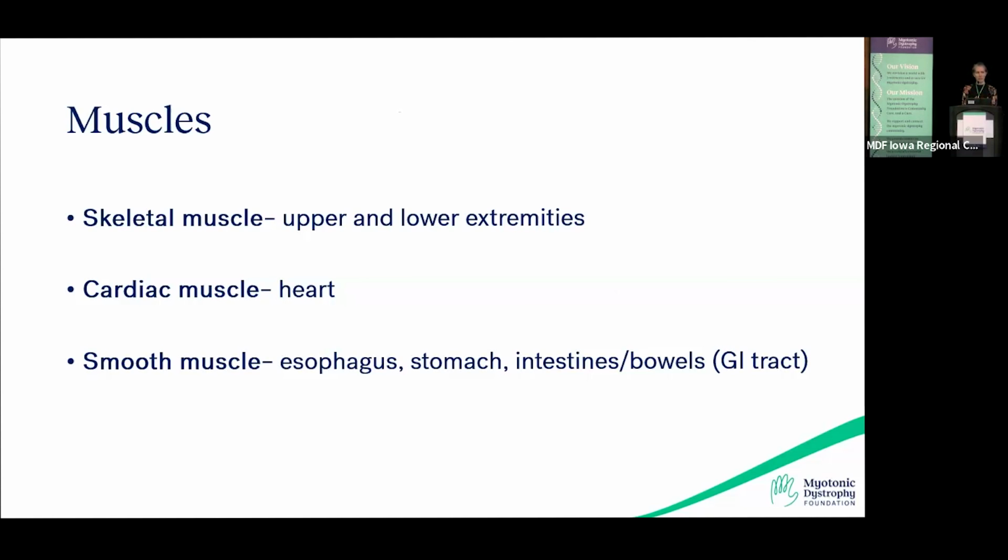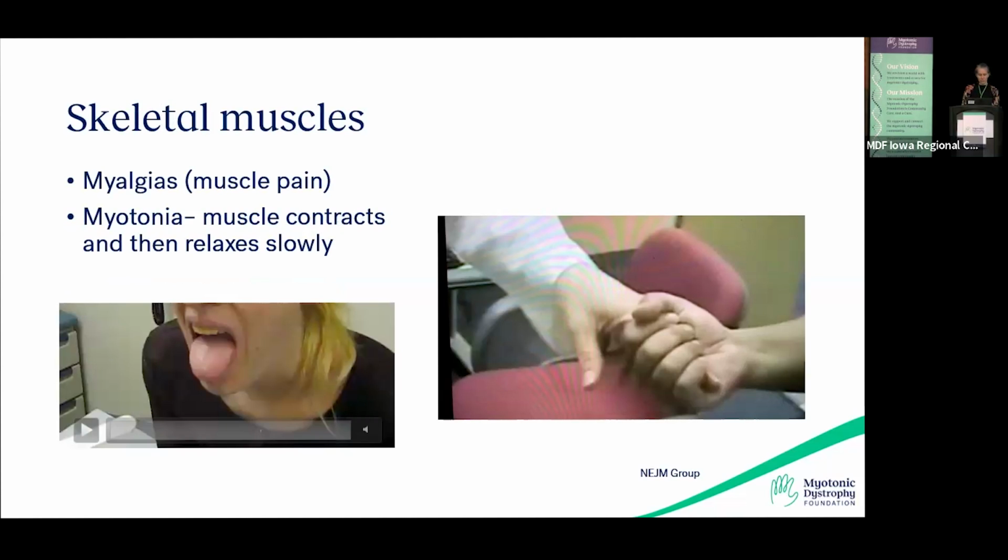We have conscious control over the skeletal muscles. We can make them do what we want them to do, but the heart and the smooth muscle, we don't have conscious control over that. Those things contract automatically.